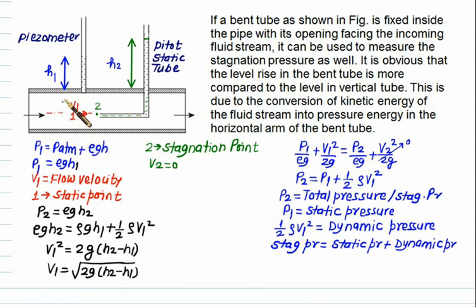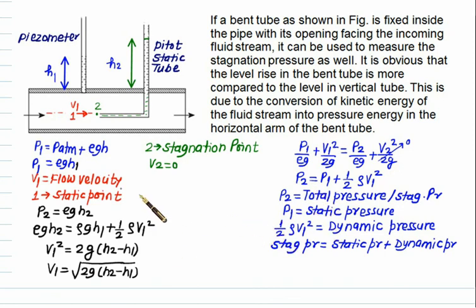At point number 2 we have pressure equal to rho g h2. Since these two sections are very close, we can apply the Bernoulli equation. At point number 2 velocity is equal to 0, so we can calculate the stagnation pressure, which is equal to P1 plus 1 by 2 rho v square. This term is the same as the dynamic pressure. P1 is called the static pressure, P2 is called the stagnation pressure.